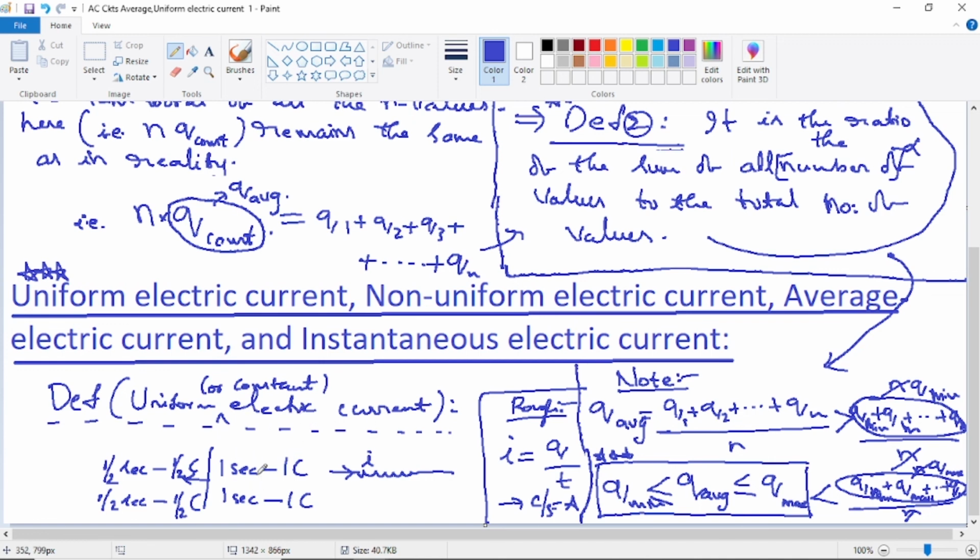Now easily it can be seen that this definition is comparable to the definition of uniform velocity or uniform speed. How is uniform velocity defined? Equal displacements in equal time intervals, however small the time intervals may be. Or uniform speed: equal distances in equal time intervals, however small the time intervals may be. Exactly the same way, uniform or constant electric current has been defined.